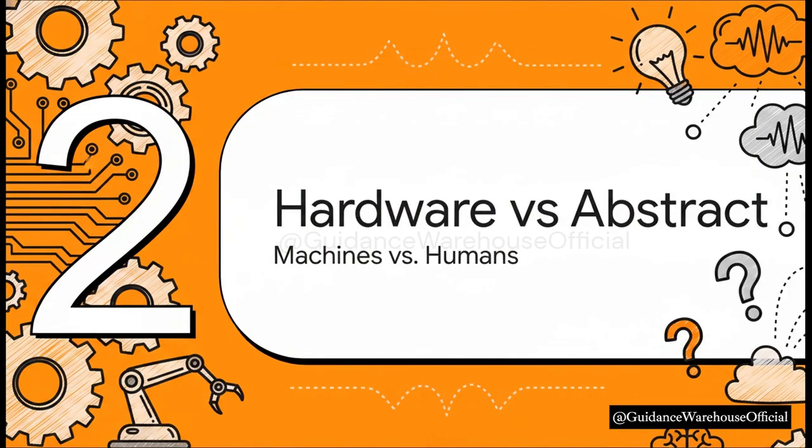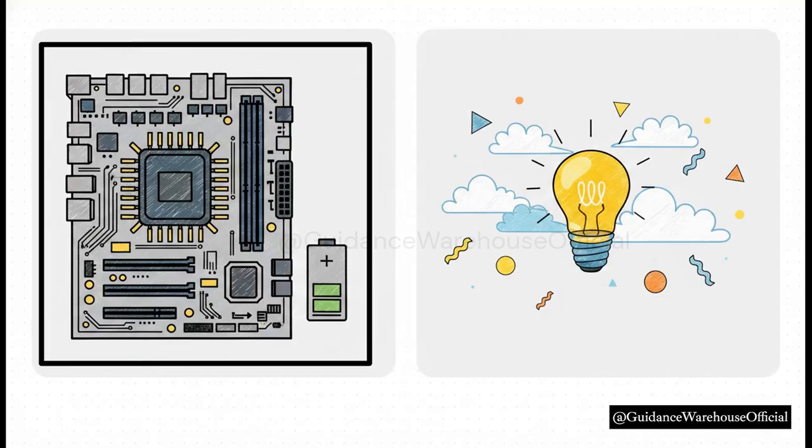Section 2. Hardware versus abstract models. Machines versus humans. Because right here is where the split between the physical machine and the human mind gets really stark. This divide is absolutely fascinating. On the hardware side, the model is built purely for machine convenience. CPUs use specific instruction set architectures, like the ARM chip in your smartphone or the x86 chip in your laptop. These are engineered for raw execution speed and saving battery life. They are definitely not meant for human reading.